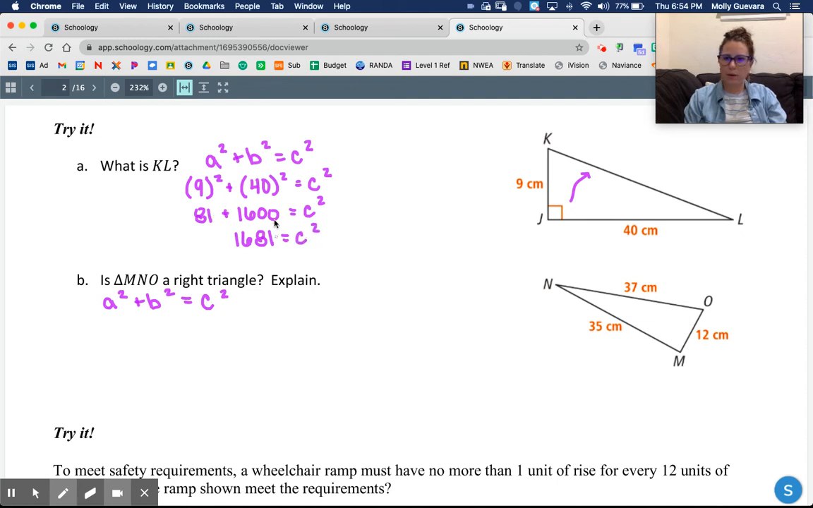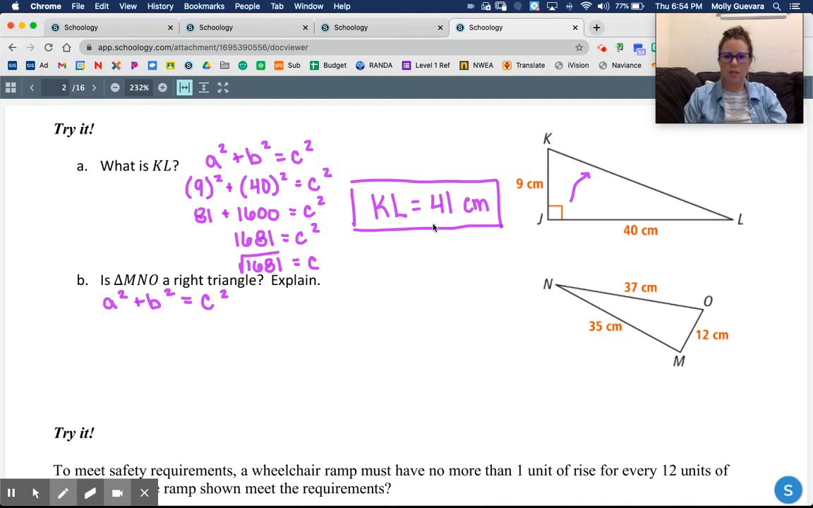And I want to take the square root of both sides, right? So the square root of 1681 equals C. So I enter that into my calculator, and I get that the length of KL is 41, and I have units here, so it's centimeters. 41 centimeters. So the square root of 1681 is 41.